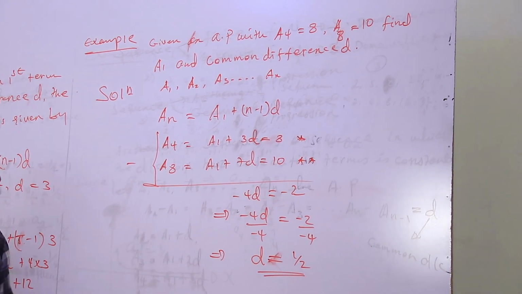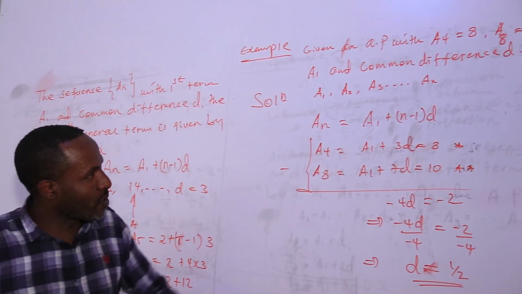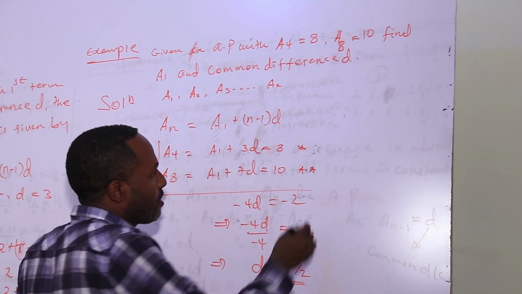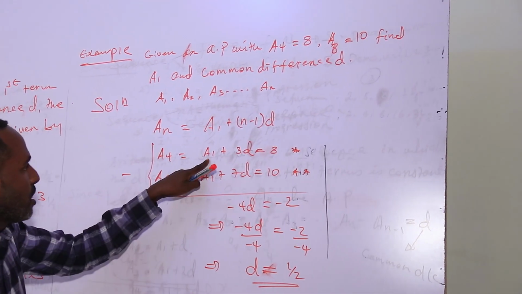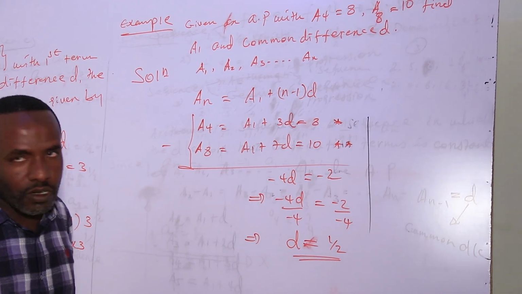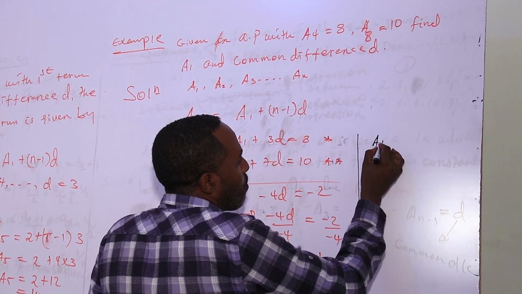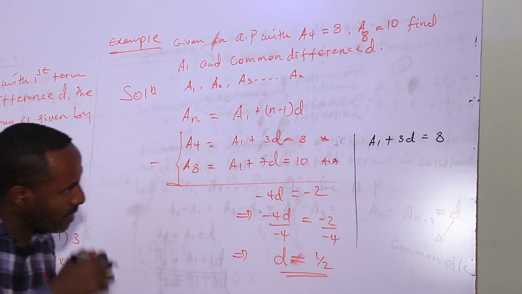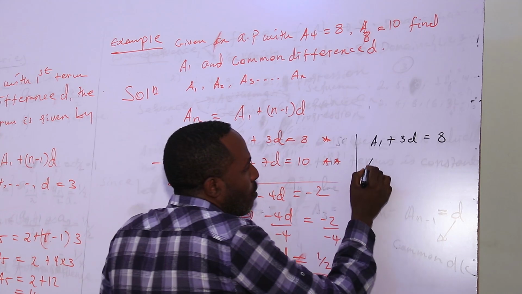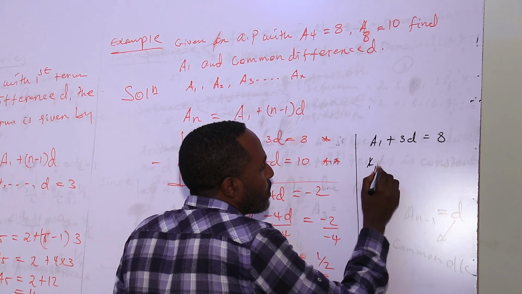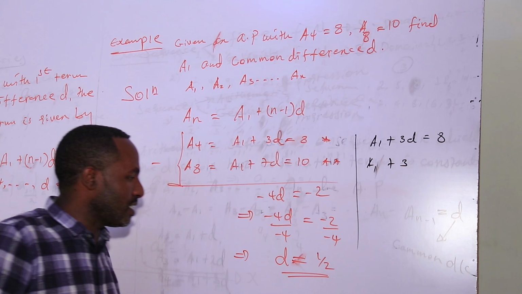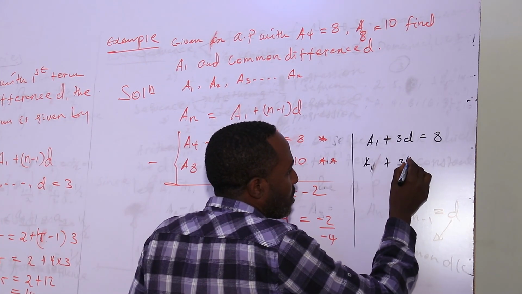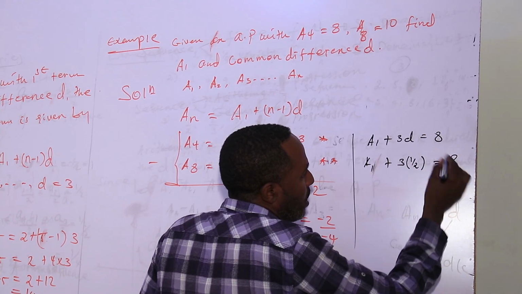Now to determine the value of the first term A1, we can take one of the equations. Say, for example, the first one: A1 plus 3D equals 8, which means the fourth term. So A1 plus 3 times D, but D is the common difference already calculated, which is 1 over 2, equals 8.